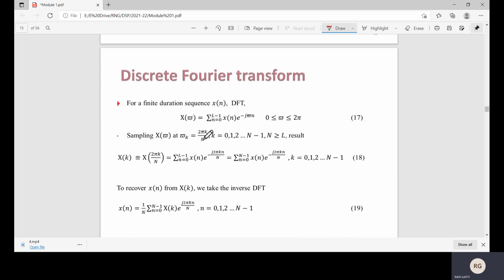So in summary, for the finite duration sequence x of n, we can have a discrete Fourier transformation, which is given by the expression in this manner. That is nothing but x of omega is equal to summation n is equal to 0 to L minus 1 x of n into e power minus j omega n, where omega takes the discrete value 2 pi k divided by n. Therefore, we can represent the discrete version of x of omega by using the fundamental period 0 to n minus 1 with this expression. That is summation n is equal to 0 to n minus 1 x of n into e power minus j 2 pi k n by n, where k takes the value 0 to n minus 1.